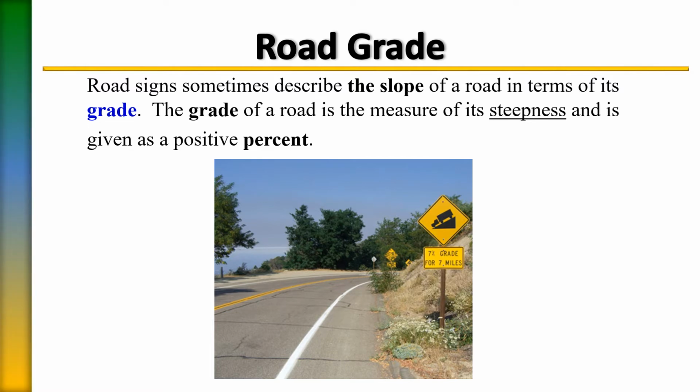Now, if you've been driving for some time, you may have seen a sign that indicated there was a certain percentage grade coming up ahead. Well, the grade of a road is the measure of the steepness of that road, and it is usually given as a positive percent. In this case, you see it in the photo, it is warning the motorist that the road is going to have a 7% grade for the next 7 miles.